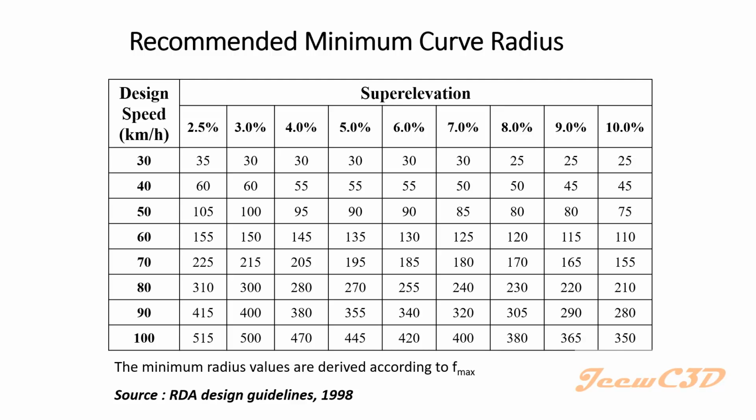If there's a situation where you can't adopt a 90 meter radius at some location, there are certain precautions we can take, but generally you have to use a radius which is greater than 90 meters when you are designing for a design speed of 50 kilometers per hour. So that is about the minimum radius of curves. You have to select the minimum radius depending on the design speed and other scenarios.